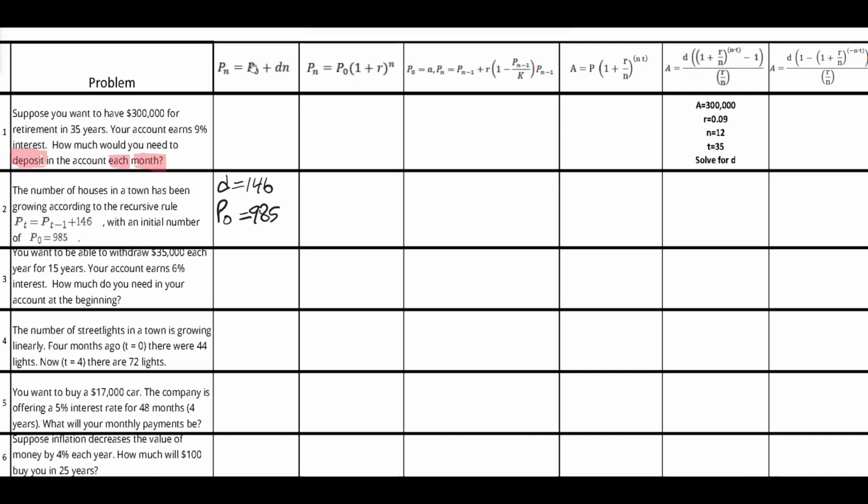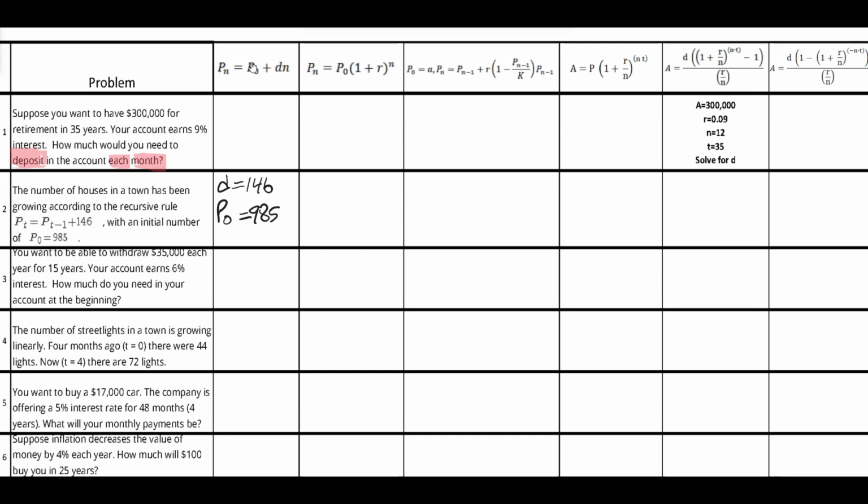So what we're trying to solve for, we actually don't know whether we're trying to find a certain number of houses in a certain amount of time, or how long will it take to have a certain number of houses. So the P sub N and the N are left over. We need one more piece of information to know what we were expected to solve for.